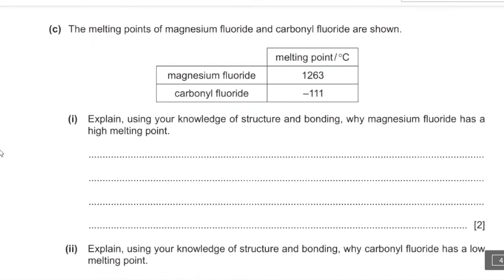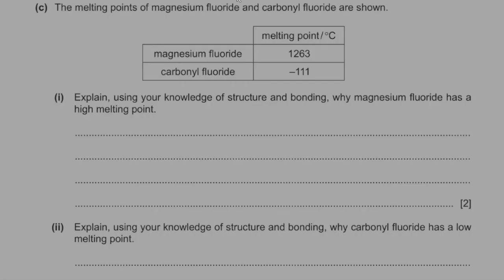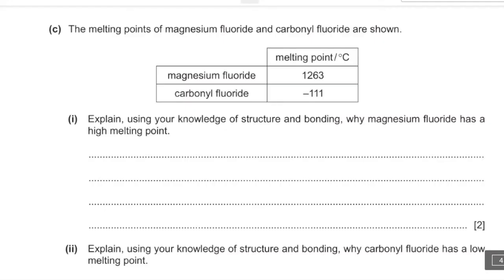See, the melting points of magnesium fluoride and carbonyl fluoride are shown. 1. Explain using your knowledge of structure and bonding why magnesium fluoride has a higher melting point. Right? So carbonyl fluoride is a covalent compound, and the intermolecular forces in covalent compounds are weaker than the ionic bonds in an ionic compound. And that is going to be the answer over here.